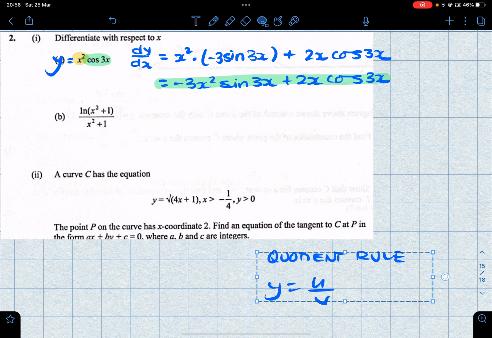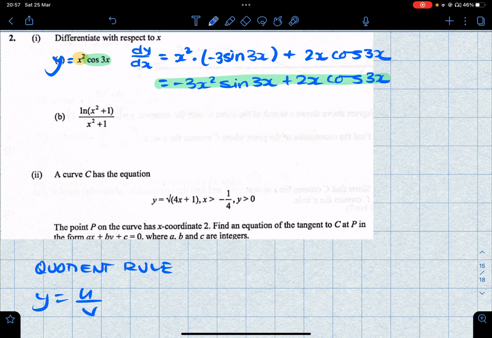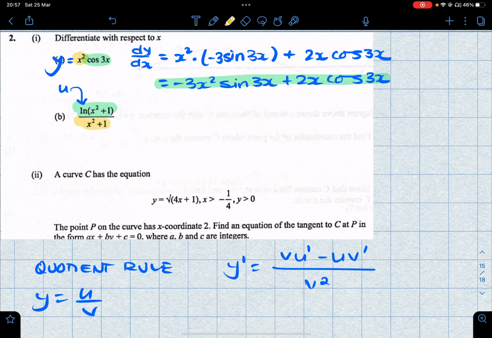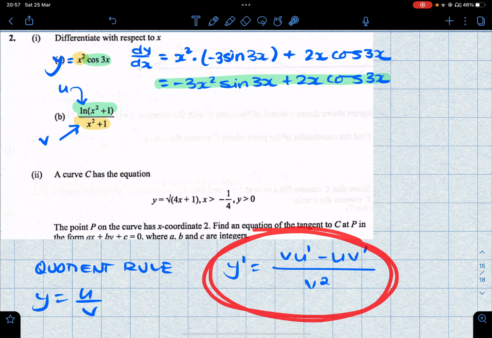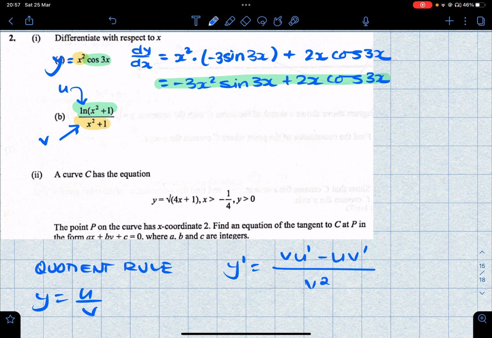then the derivative of y will be v u dash minus u v dash over v squared. And the numerator is always u. So that's u. And the denominator is v. Okay, so it's always u over v. They generally give you this in the formula sheet in the exam.